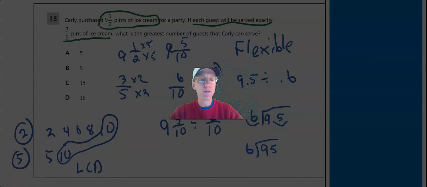Okay, so let me just explain that. If you already know how to shift or what goes on with that, let me just come back here and explain why you do that. Basically, it has to do with the ratio. So this is 9 5/10 divided by 6 tenths.